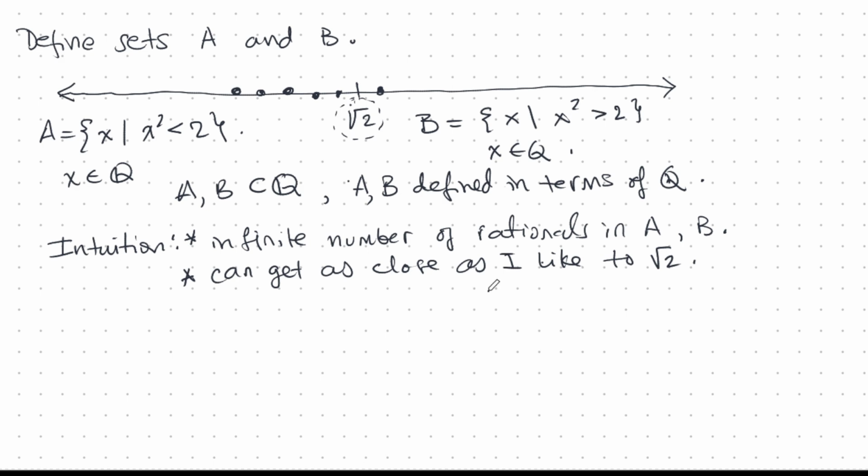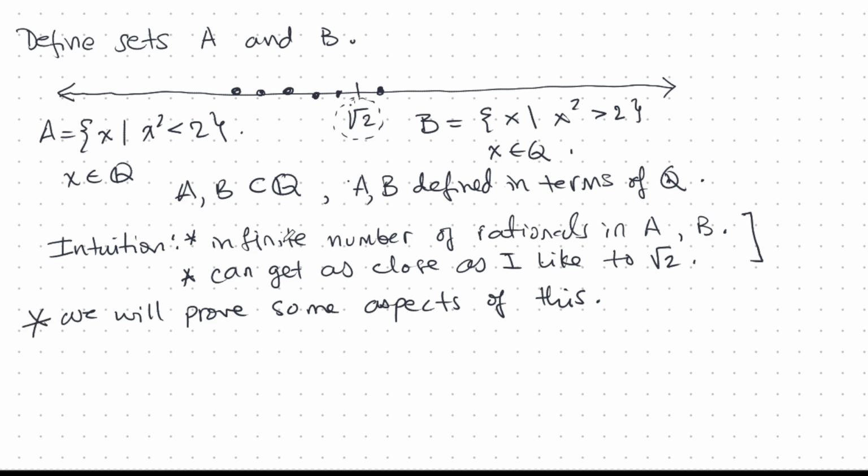Of course, I can't get exactly root 2 because we proved that this is impossible. So this is intuitive, but it's of course not sufficient. We have to prove things. This is just intuition. And so we will prove some aspects of this intuitive picture. And the tool that we're going to use to study this is called the Secant Method. And I'm going to talk about the Secant Method now.